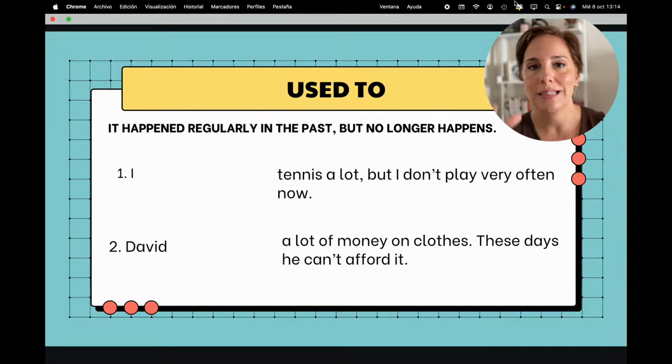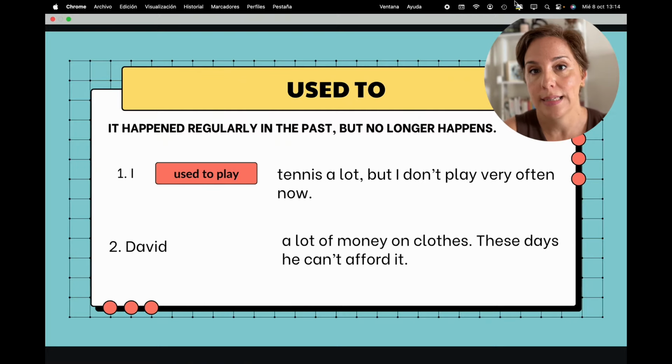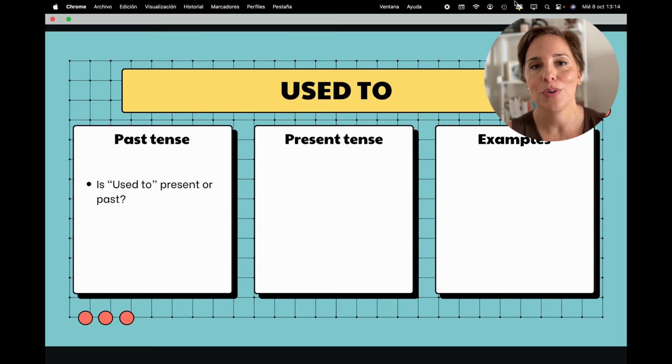So if we look at the examples on the screen, tell me, for number one, what is the missing information? You could say, I tennis a lot, but I don't play very often now. So there you go. We need to say, I used to play tennis a lot. That's in the past, but now I don't play very often. The second example, David, a lot of money on clothes, but these days he can't afford it. Again, we should be using used to spend because it's something that he did in the past many, many times, but he no longer does it.